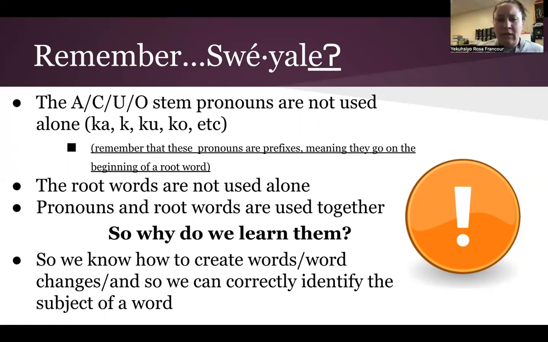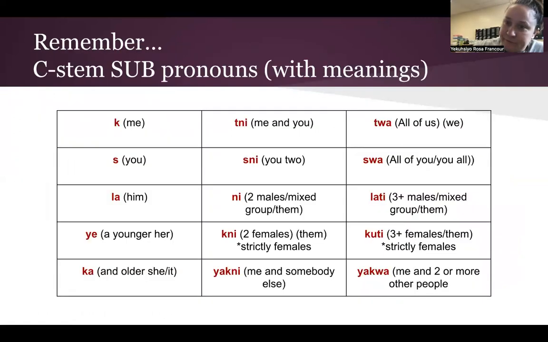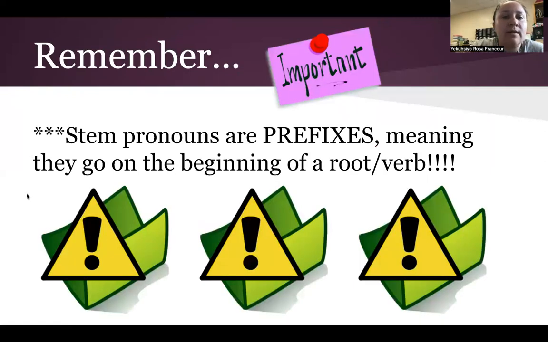Why do we learn them? So we can create words or verbs. We can understand how verbs change or conjugate, and we can correctly identify the subject and the meaning of a word or verb. Remember, C-stem pronouns, I'm not going to go over the meanings. Those are always consistent. That's a standard meaning chart we have. But the pronouns for the C-stem were K, S, La, Ye, Ga, Ni, Sni, Ni, Gni, Yagni, Dwa, Swa, Ladi, Gudi, Yagwa. Stem pronouns are prefixes. It means that they go on the beginning of a root or a verb.